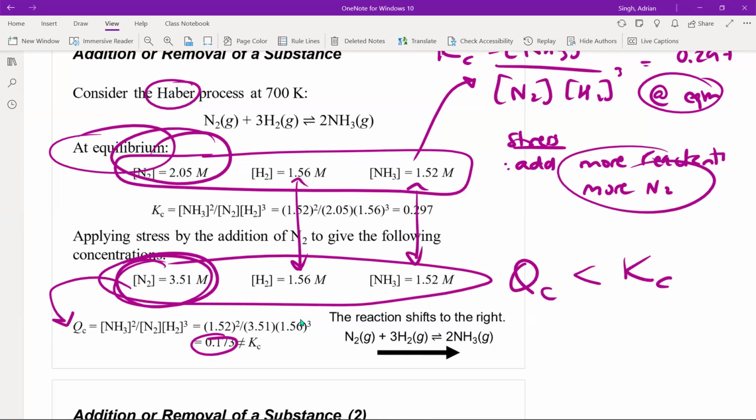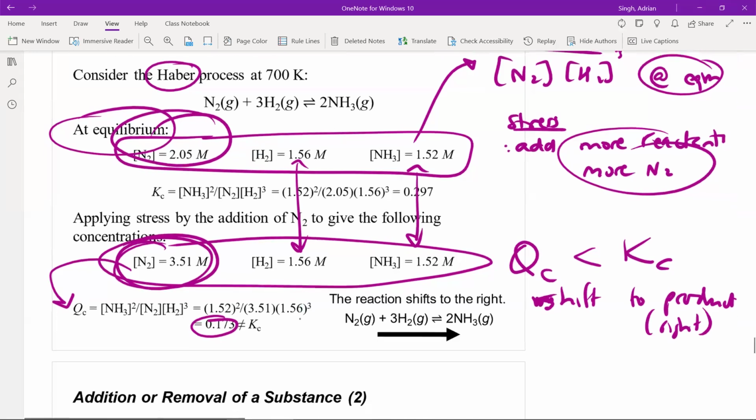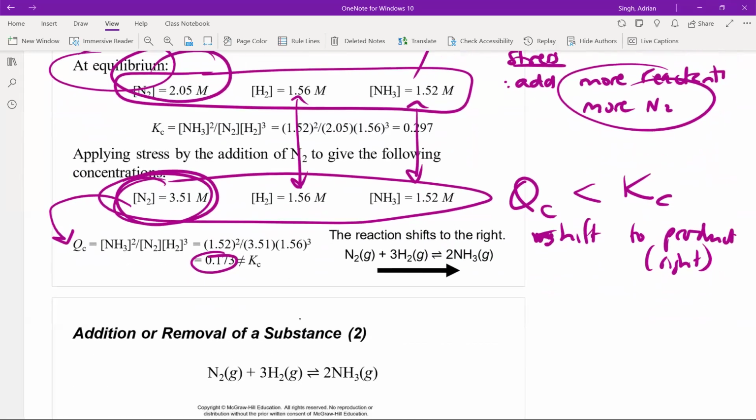And as we saw previously, if the reaction quotient is less than that, the system will move, or the equilibrium will shift, to the product side, or to the right side, right? And that is a direct response to the stress that we placed on the system. So we can take that and apply it to some general examples also, but let's take a look here specifically.